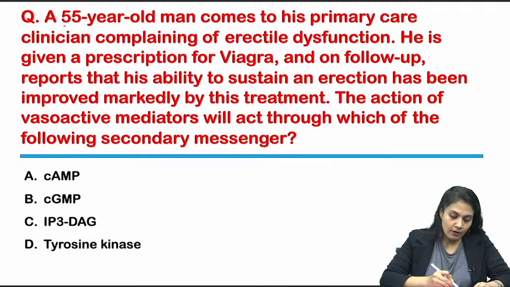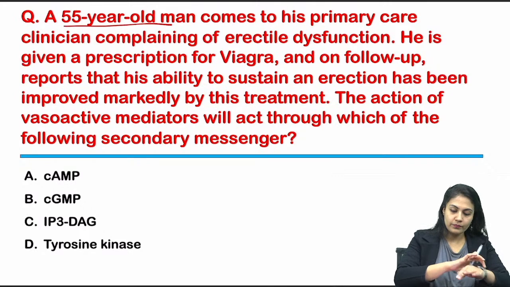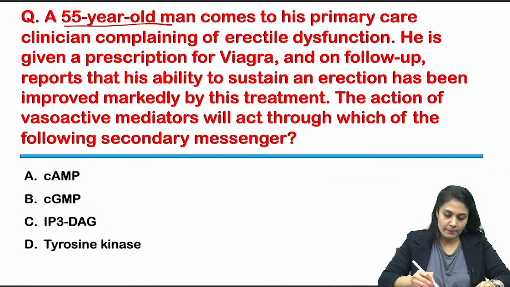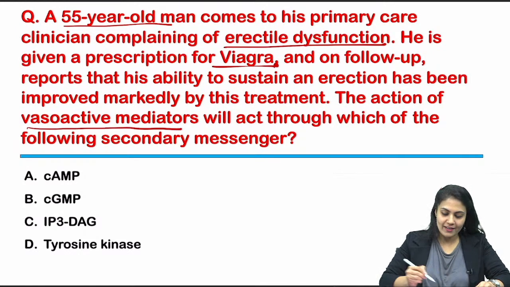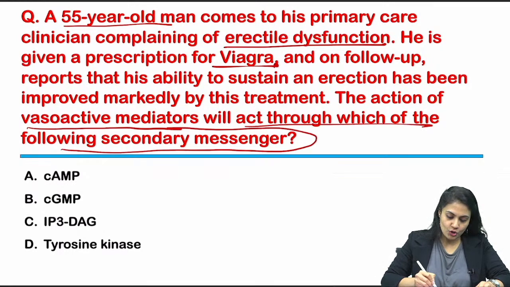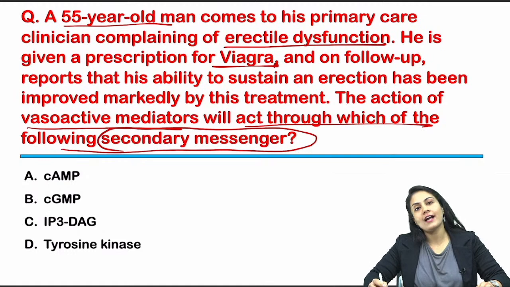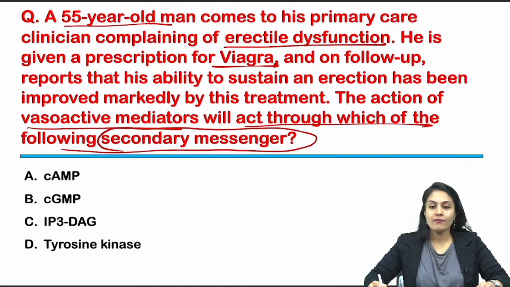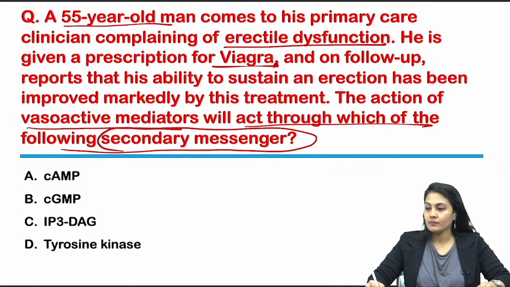Let's move on. A 55-year-old man comes to his primary care clinician complaining of erectile dysfunction. A prescription of Viagra is given, and he reports that his ability to sustain an erection has improved. The action of the vasoactive mediator acts through which of the following secondary messengers? You must have studied that in pharma also, right? Yes, please, answers, guys.